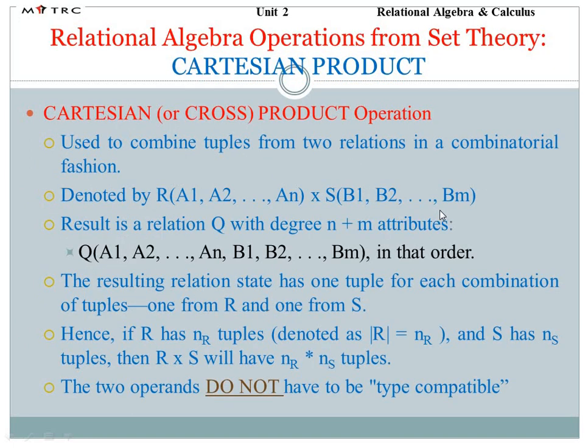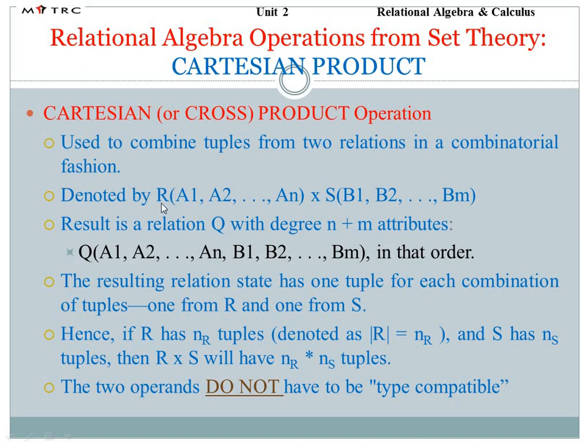Next, the fourth operation is the Cartesian product. As you all know, Cartesian product means we have two sets A and B, and all the elements of A are multiplied with all the elements of set B, forming the Cartesian product. The same condition works here in terms of relations. That means it is used to combine the tuples from two relations in a combinatorial fashion.